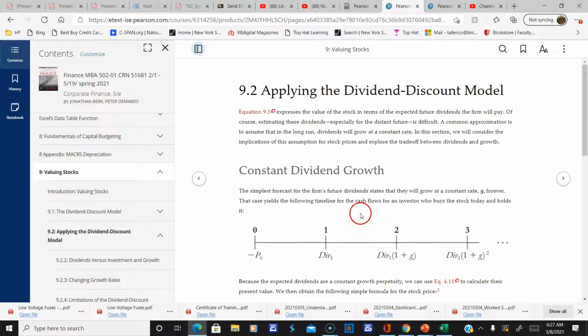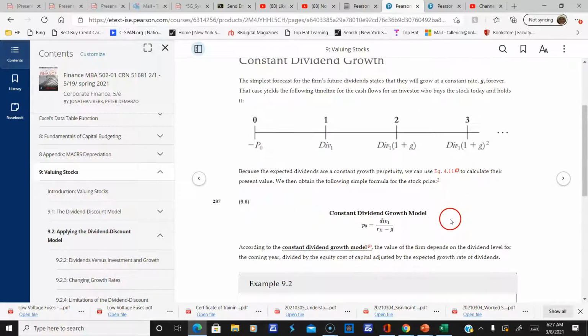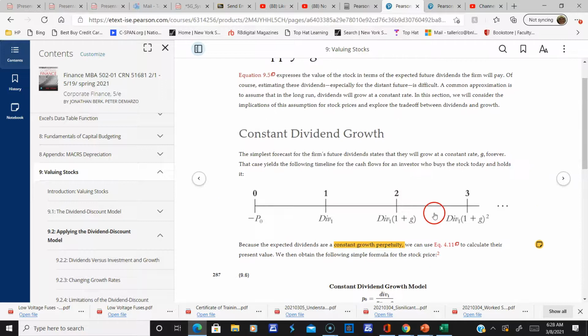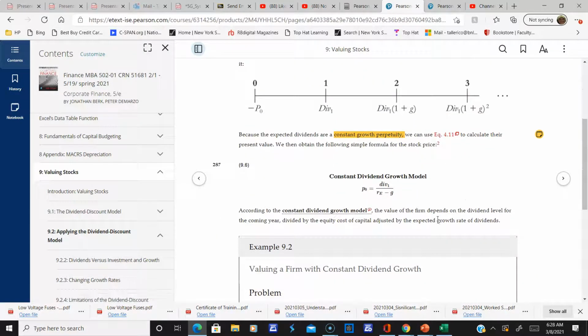So that means if it's a perpetuity, we can simplify that equation. And so here are the cash flows going on forever, dot, dot, dot, in perpetuity. And because the expected dividends are a constant growth perpetuity, which is not always true, right? The cost of capital will vary, and the growth rate will vary. We can use equation 1 to calculate their present value. We then obtain the following simple formula for the stock price.